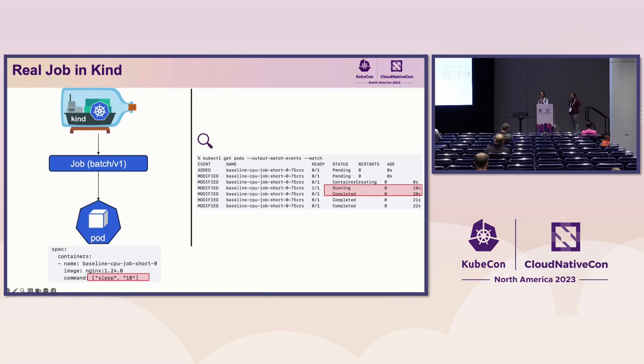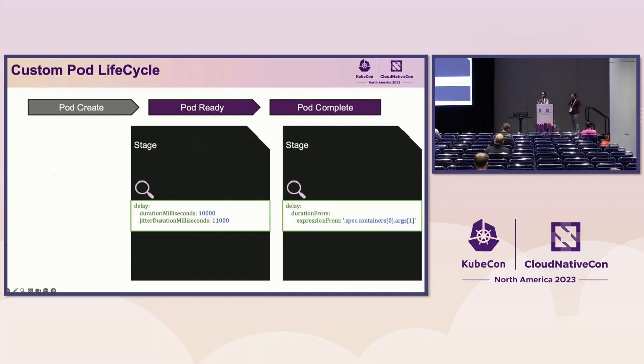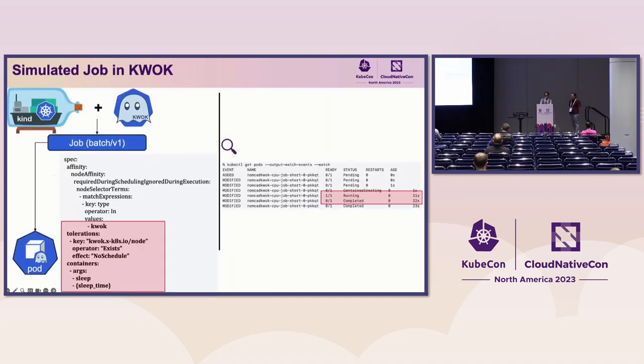So it would be good if we could use this toolkit KWOK to simulate this similar scenario. For that, what we did was, with the pod ready stage, we just modified the delay field, set it to 10 seconds so that the stage will be applied after 10 seconds. So the pod will get ready and running after 10 seconds. And finally, you can grab some arguments from the sleep command from your YAML file and supply it to the delay field in the pod complete stage. And when you do a kubectl apply on a fake pod, these are the events that we observe and the corresponding timestamps. We see that the running stage goes at 11 seconds, and finally the completed stage is achieved at 22 seconds.